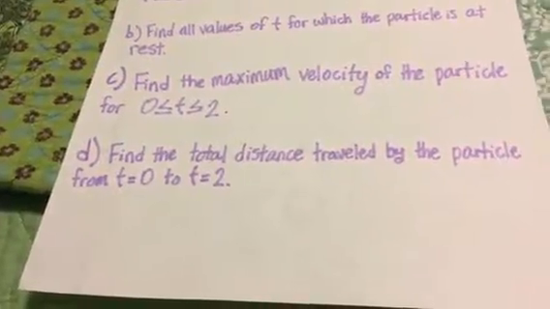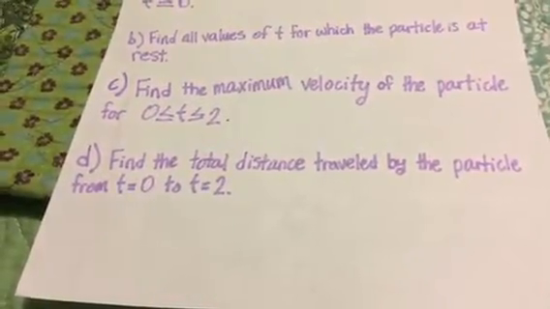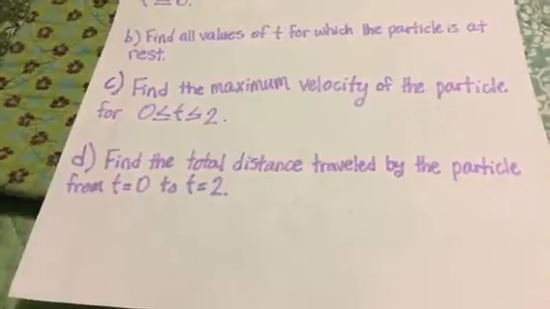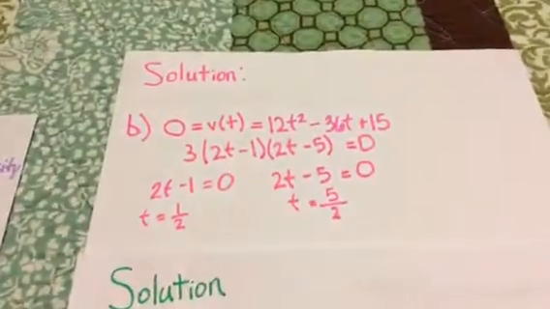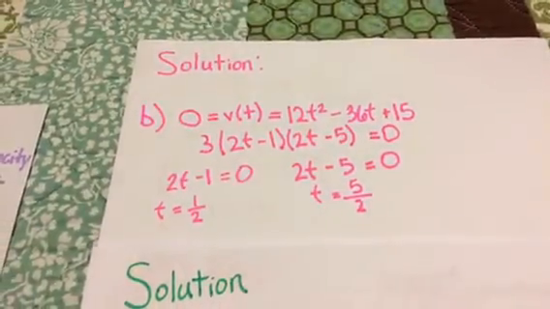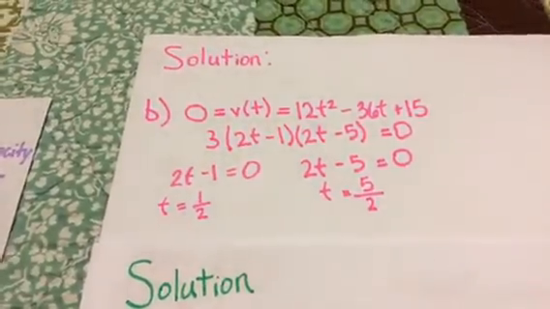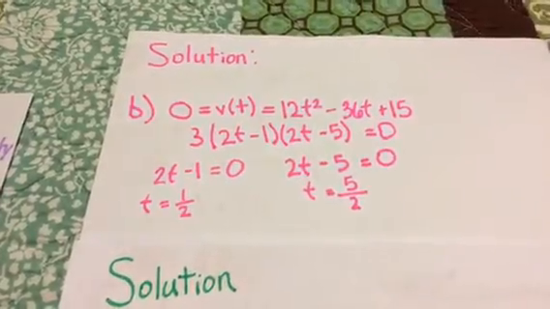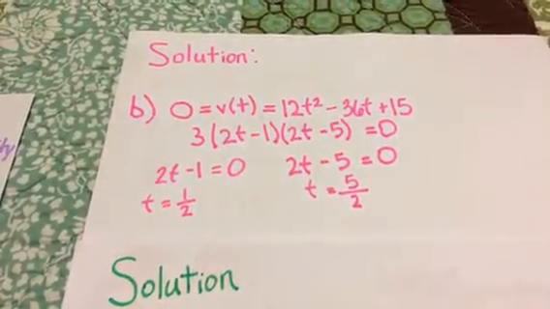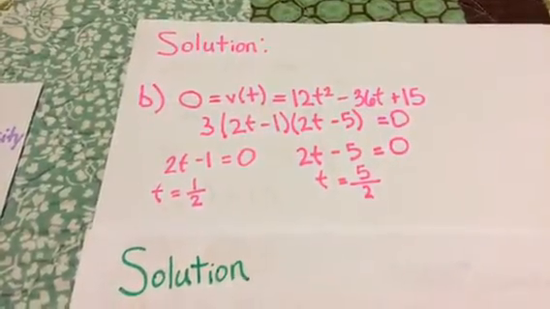The last part of this problem is D. Find the total distance traveled by the particle from t equals 0 to t equals 2. Now, the problem with this total distance problem is, if you remember from earlier part B, we found where the particle is at rest. Now, if the particle is at rest, that means it could be changing direction. So, we found the particle is changing direction at t equals a half and t equals 5 halves. We don't have to worry about the 5 halves because it's greater than 2, but we do have to worry about the 1 half because it's in between our limits 0 and 2.